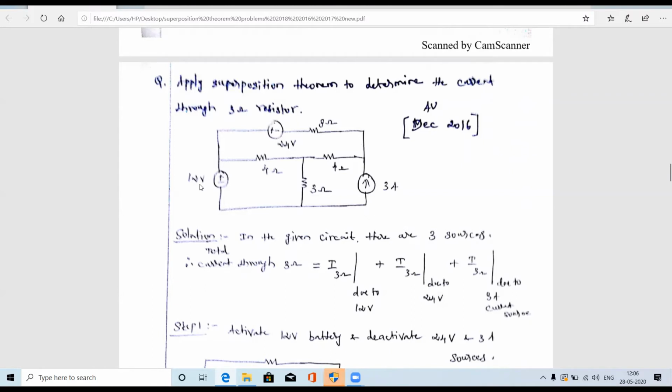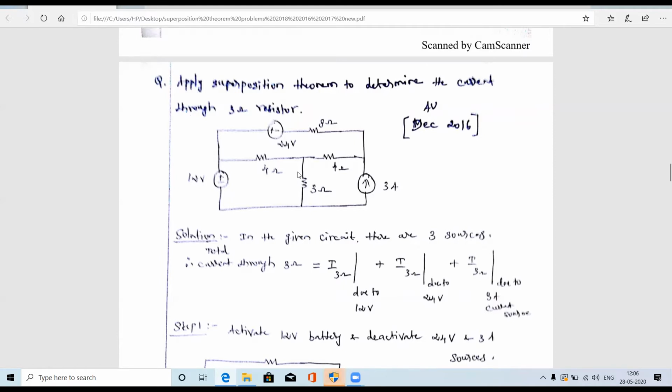You see this is a voltage source, a 12 volt battery, and this one is a voltage source, a 24 volt battery, and this one is a current source of 3 amps. So there are three sources, and using these we have to solve. The question is to apply the superposition theorem to determine the current through the 3 ohm resistor. So our aim is to find the current flowing through this 3 ohm resistor.